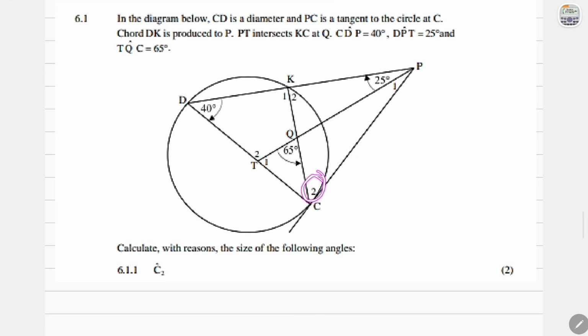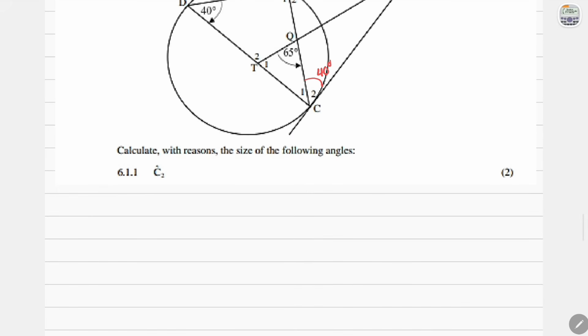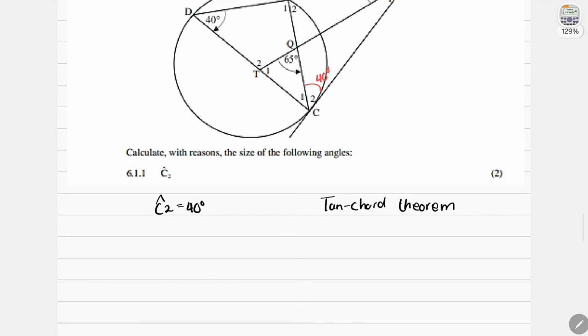Okay, so straight away with angle C2, you see that it's the angle between a tangent and a chord. And so this angle is equal to the angle at the circumference subtended by the same chord. Okay, so there we go. We know that this is 40 degrees because of the tan-chord theorem. So angle C2 equals 40 degrees. And our reason is tan-chord theorem. And that is our answer for the first one. Moving on to the next question.